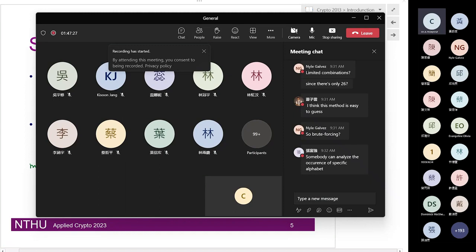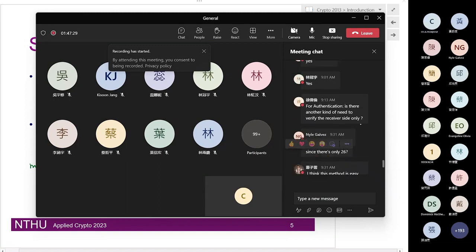There was a question. For authentication, is there another kind of need to verify the receiver side only? Yes. So sometimes we call it server-side authentication or mutual authentication. If you're saying receiver, in this case, sometimes we have service consumer and service provider, right?